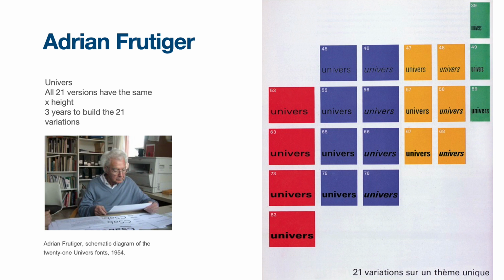What we're looking at here is Universe font to the right and the different styles and thicknesses. Universe 53, 63, and you can see they get thicker as they go. And that was the family. They had 21 variations.